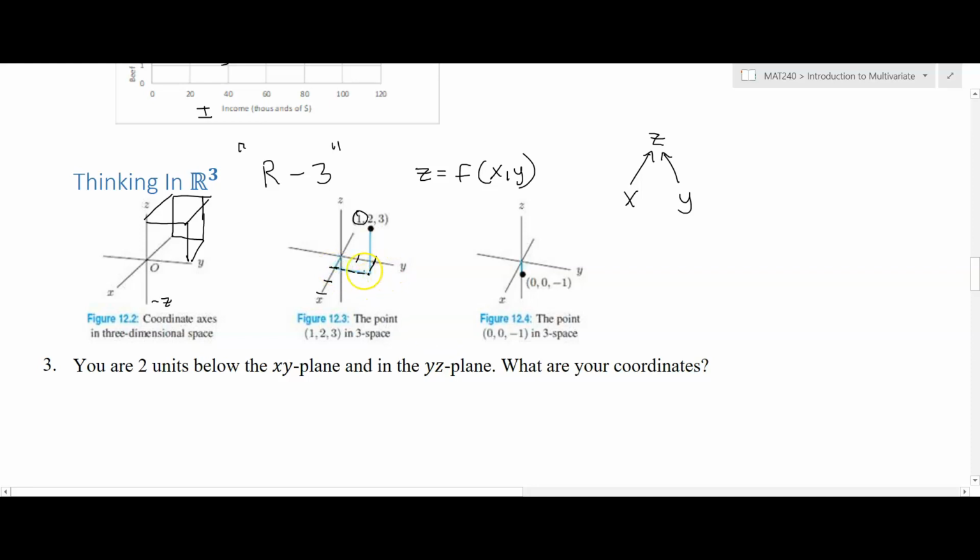This is now in the xy plane. So this point right here that I'm going to draw in blue, if I drew that point, that's a point in the xy plane. We have 3 planes.